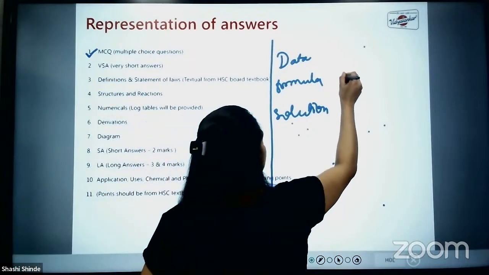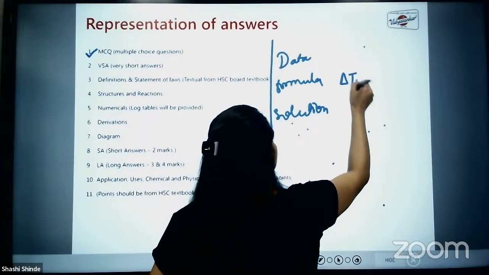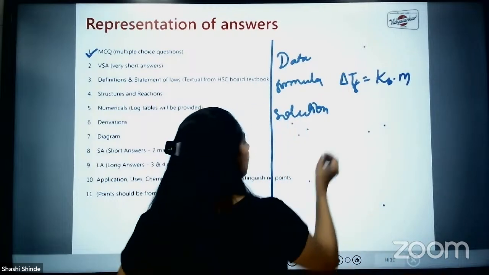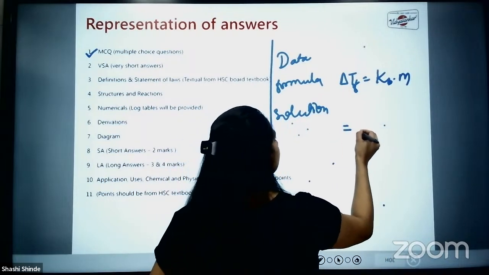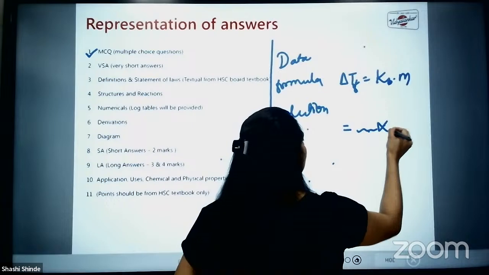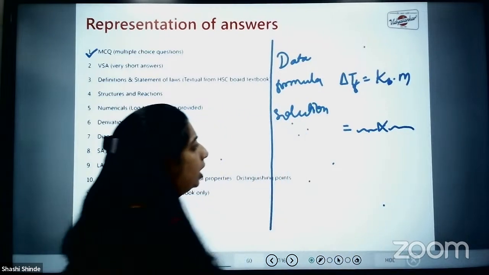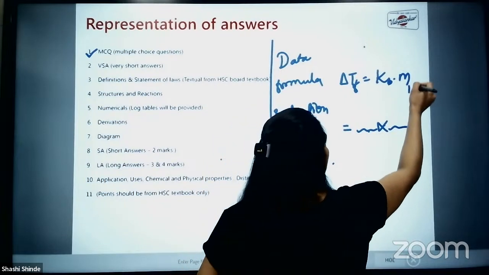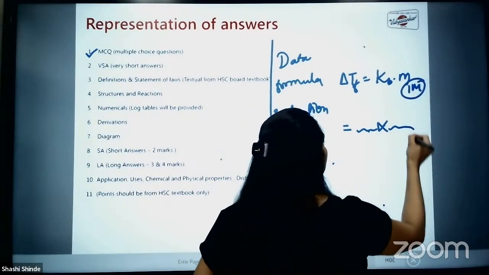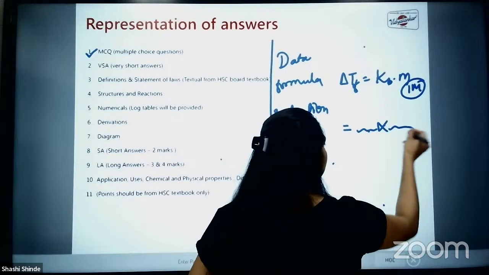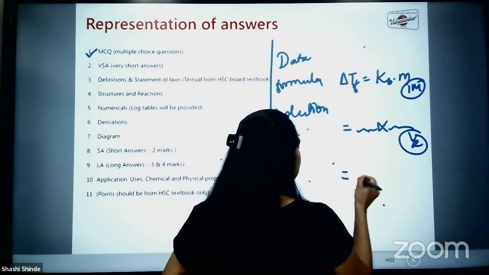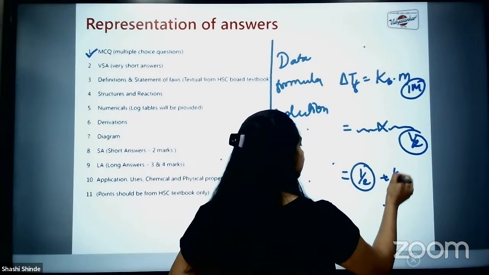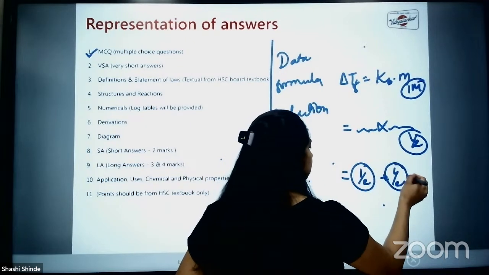So suppose we are calculating delta Tf is equal to Kb into molarity. Now here directly you have to enter the value of Kb and the molarity, right? And then this will be considered as substitution. So suppose this is for 1 mark formula, substitution will be for half mark. Your answer will carry half mark for the value plus half mark for the unit.